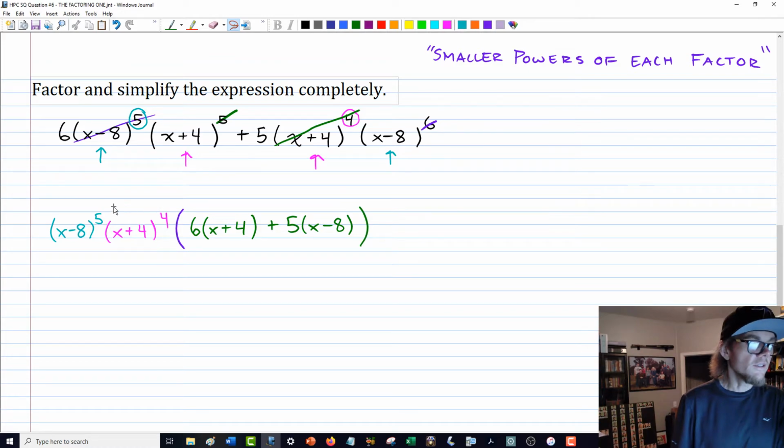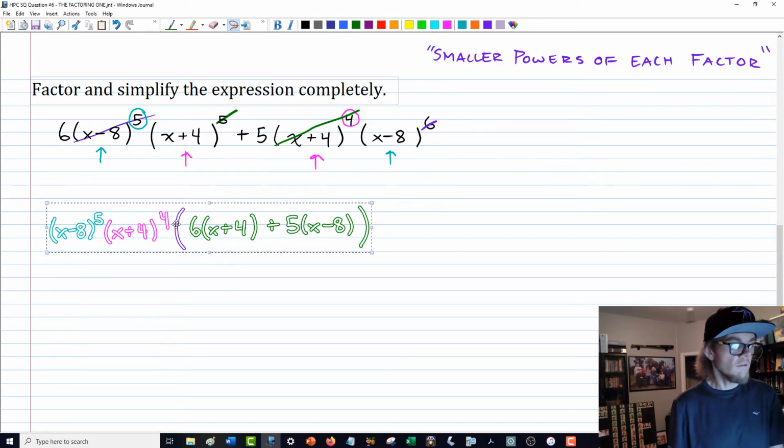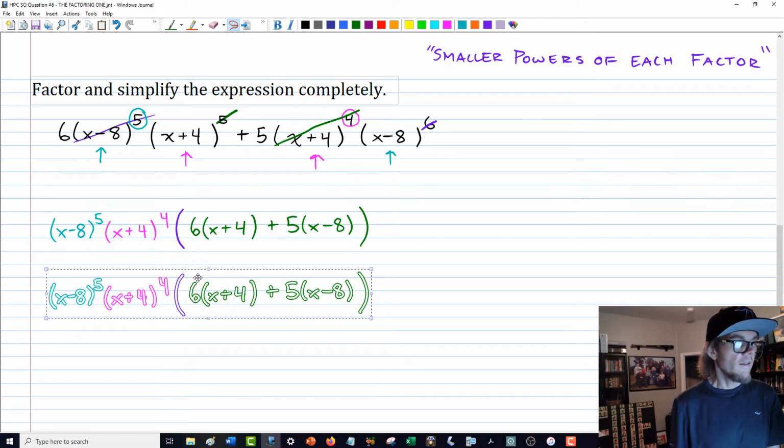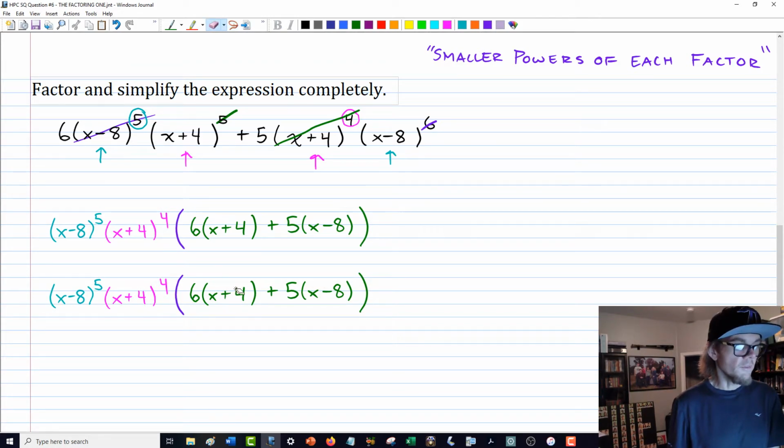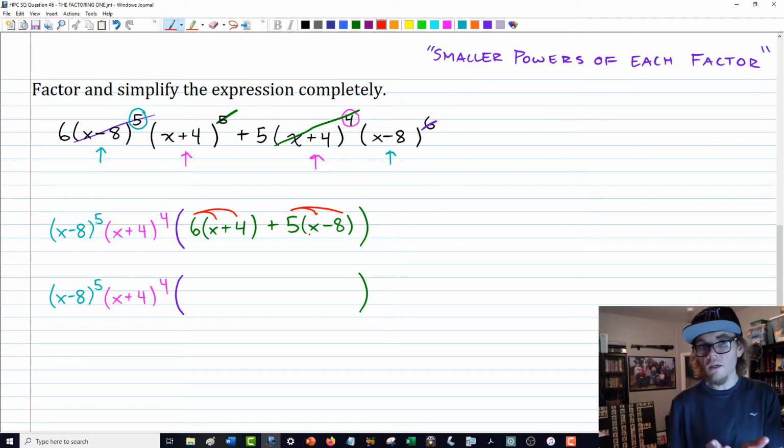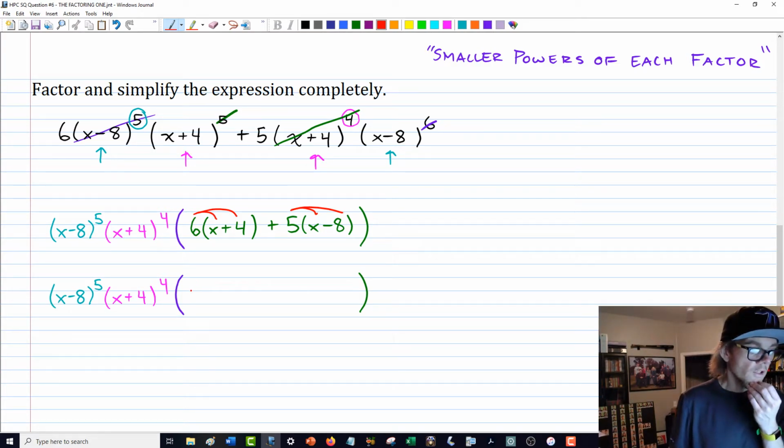Now this is great, but we're not finished yet. You can probably see why. This isn't as simple as we could possibly do it. Instead, I want to make sure that we finish this thing off. So I'm going to distribute each of those coefficients. Basically we're going to combine like terms, by the way. That's what we're doing.